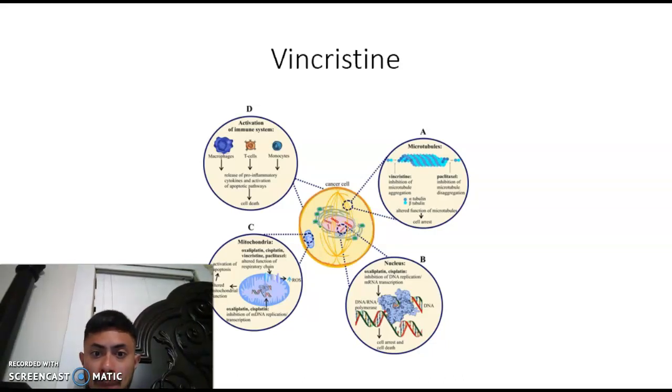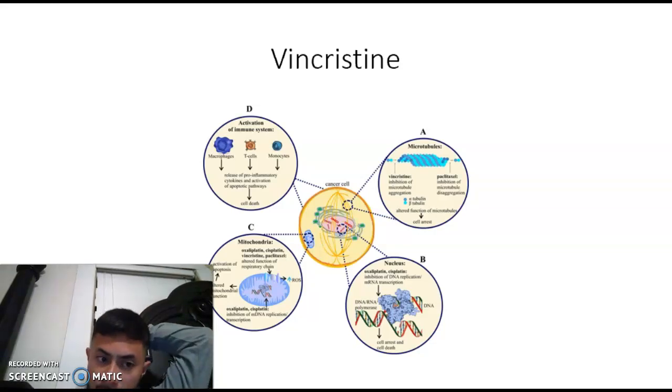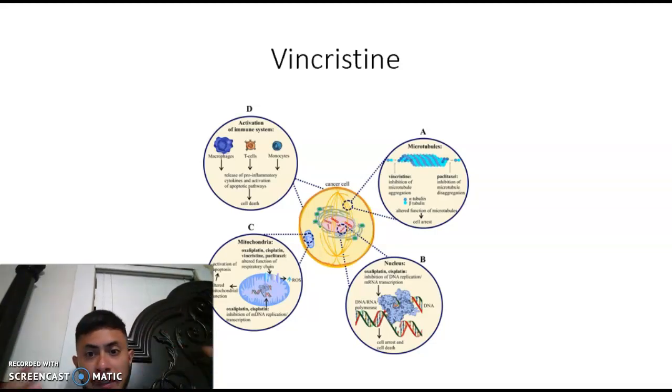So how does it actually inhibit, or how does it prevent this cell division? So vincristine pretty much acts like an inhibitor. It binds to tubulin and inhibits the formation of these microtubules, which are used to pull the chromatids apart.